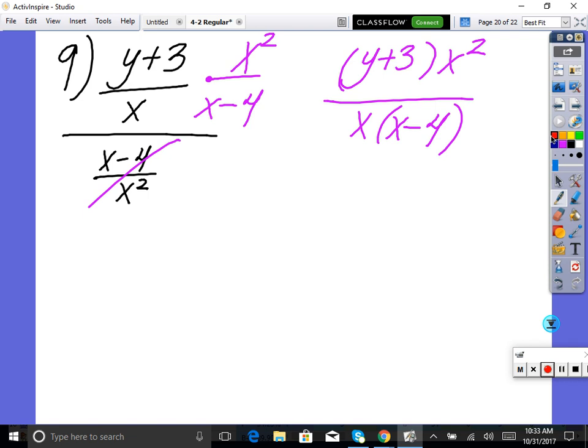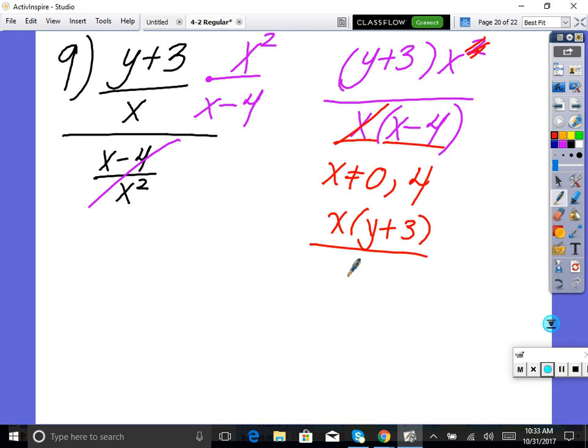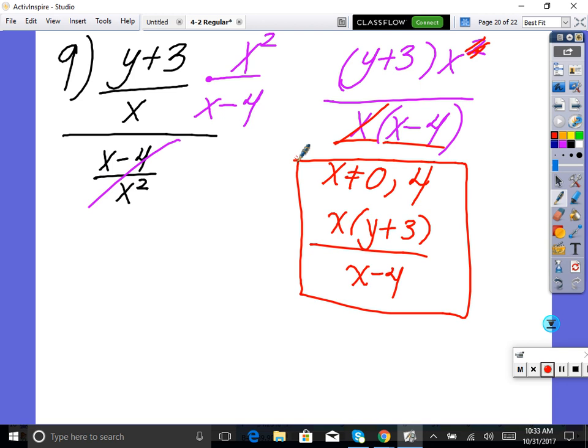Now let's restrict. X cannot be 0 and 4. Divide out exact factors. Y plus 3, nothing. No y plus 3 is on bottom. X squared and x. Yep, x up here and gone here, right? So my final answer is x times y plus 3 over x minus 4. Can I divide those x's? Good, because you can't do that across the subtraction sign. I was testing you, and you passed. So when they write it like that, don't let it throw you off.